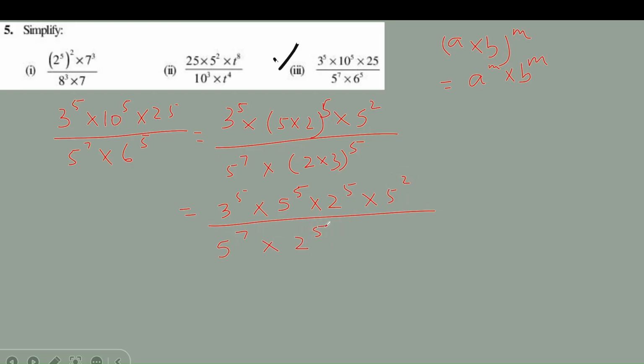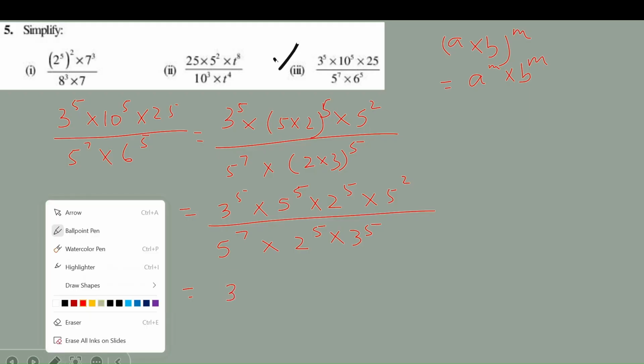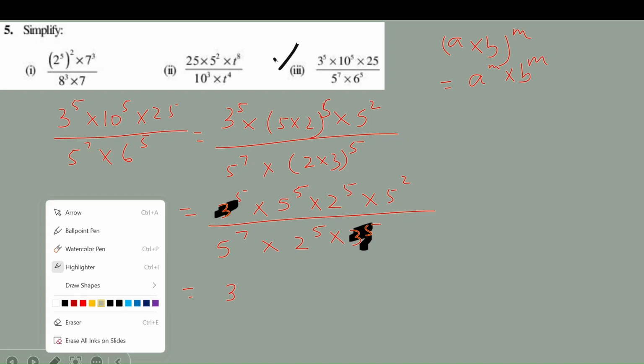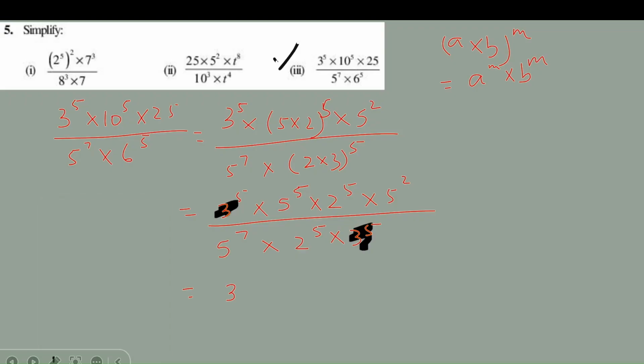Okay, now combine all the like ones. So all of the terms with the same base I'm going to combine. So let me just first check 3. So I have here 3 raised to the power 5 and 3 raised to the power 5. Let me solve them first. Let me highlight all the like ones. So I have these 3 terms with 5 here, and then I have got these 2 with the 2.